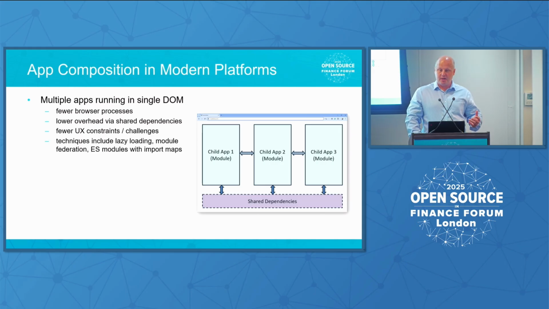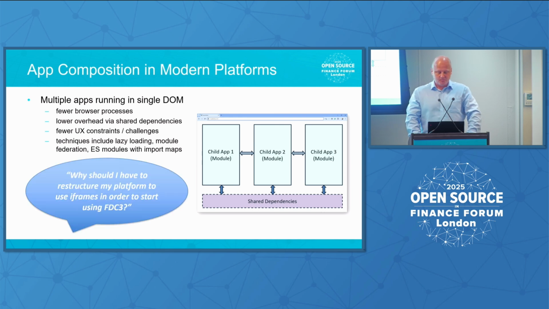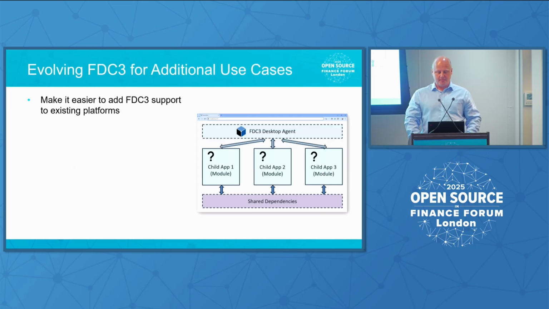And there's a number of techniques that people use to support this sort of composition. We might use lazy loading at the framework level. We might use module federation as provided by our tool chain, for example, if we're using Webpack. And we could also use things like web standards, vanilla ES modules with dynamic import expressions and import maps to do similar things. So the question that follows from this is, why should we have to restructure our platforms to use iframes just in order to start using FDC3?